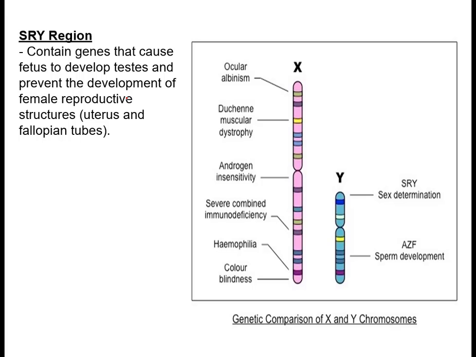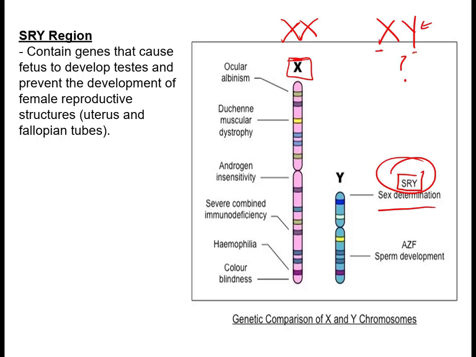Actually, if you zoom in and look at the genes on the X or Y chromosome, the Y really only has 2 really important gene segments. One of these is called the SRY region. This is the sex determination region. These genes code for things that allow for development of testes, and also these genes in the SRY region prohibit the development of uterus and fallopian tubes and other female reproductive structures in an XY male. So that's one region in the Y chromosome that's different. The other one is this AZF gene region, which codes for sperm development.